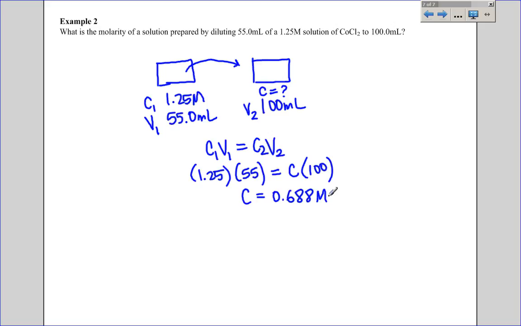And what we're going to be doing is an experiment where you have an opportunity to make your own solution from a solid, and then you're going to prepare a series of dilutions. So you'll get really good at the skill, and you'll see how the calculations come into play in order to do dilution.